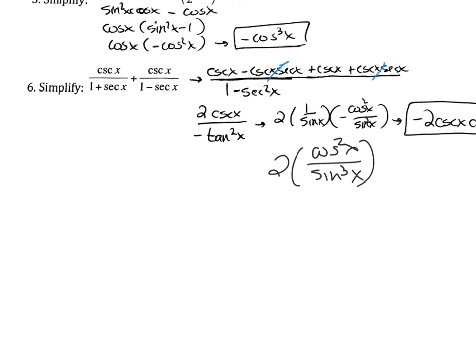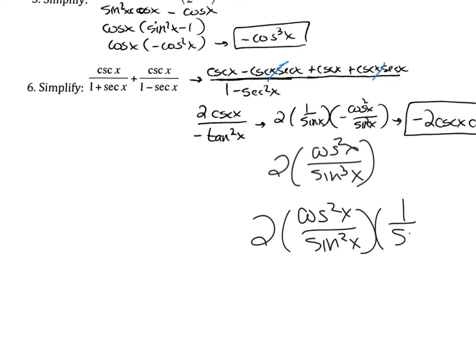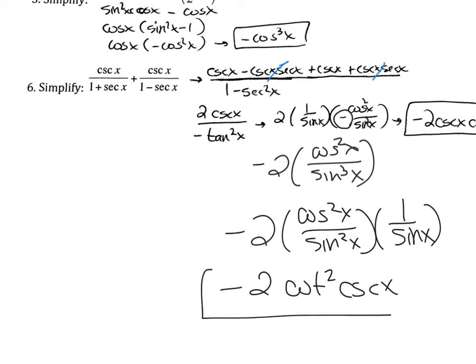So I'm going to break that up like this. I'm going to say, okay, 2 cosine squared sine squared over, that leaves 1 more sine x on the bottom. So cosine squared over sine squared is cotangent squared, and 1 over sine is cosecant x. And that should be it, except for I forgot the negative sign. The negative sign is right there, so I'm just going to put that negative in the front.